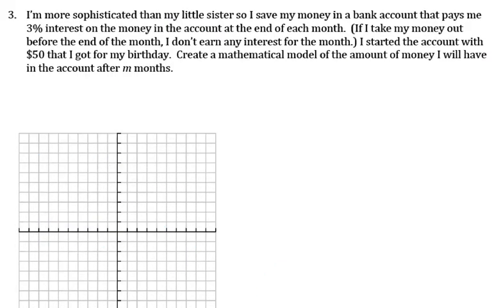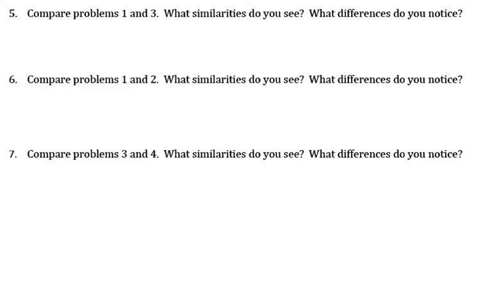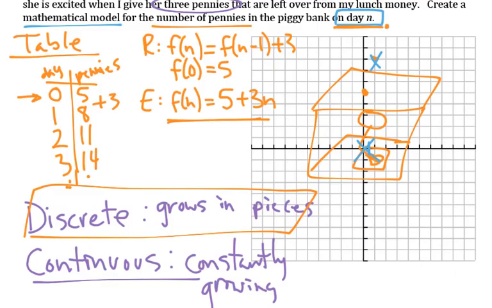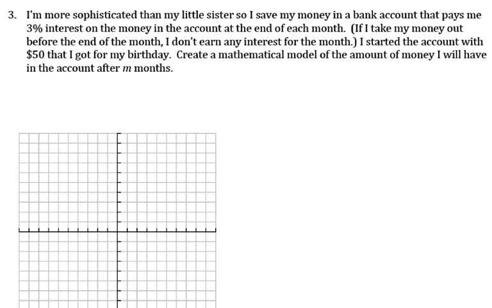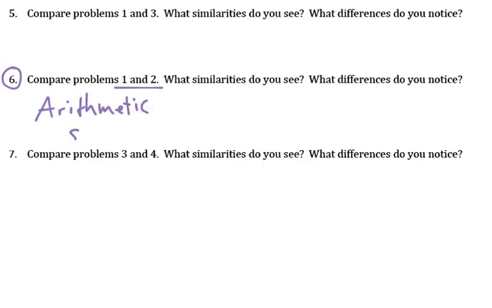So, thinking about these, let's take a look at problem number 6. It wants us to compare problem 1 and 2. Do we see some similarities? Well, they're both growing by addition, so they're arithmetic. They both make kind of straight lines on their graphs, even though one's just dotted and the other one isn't. Another similarity, they're straight lines.